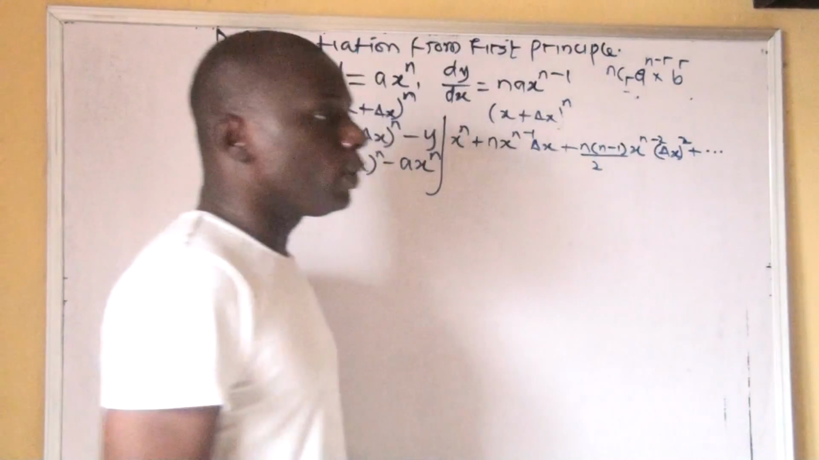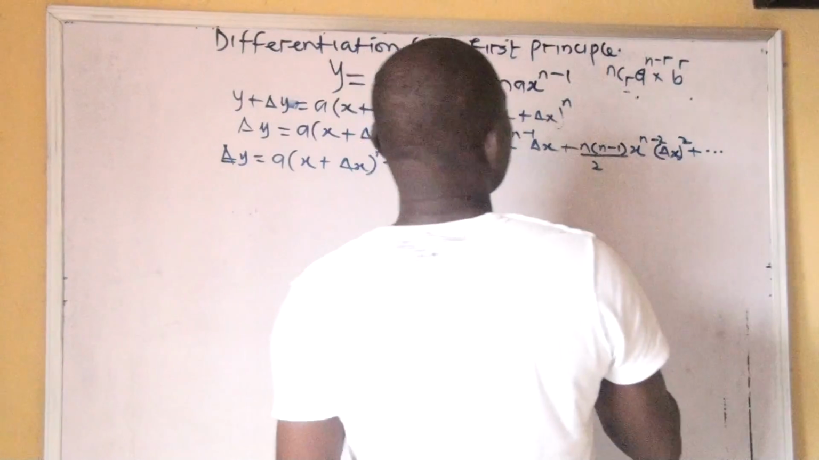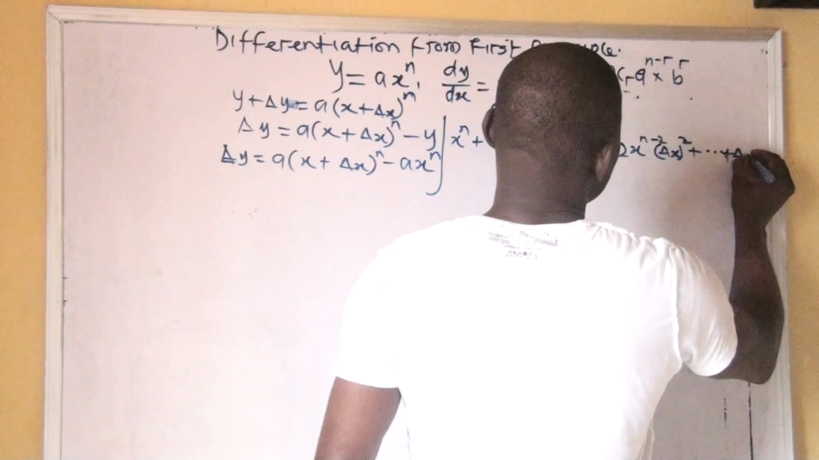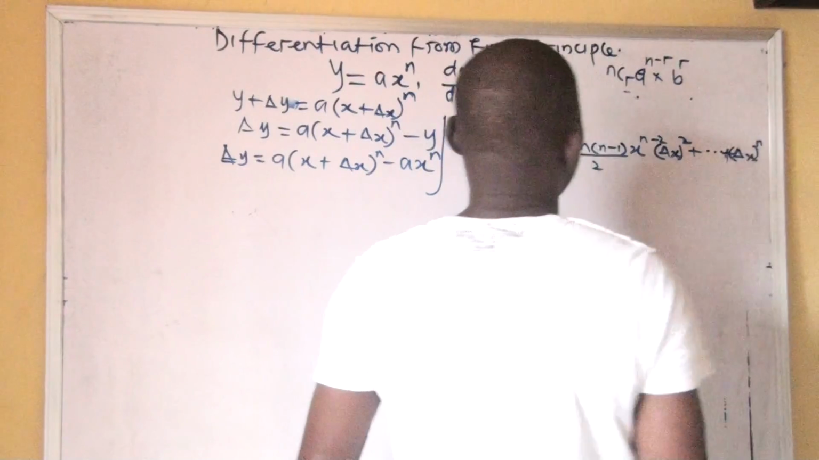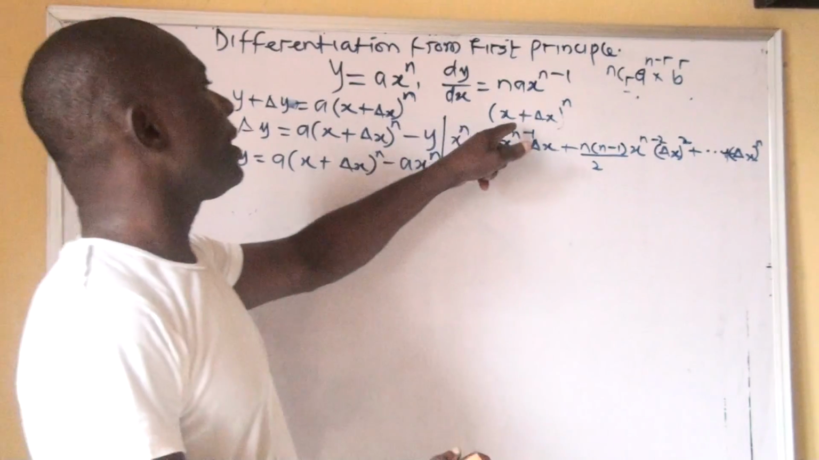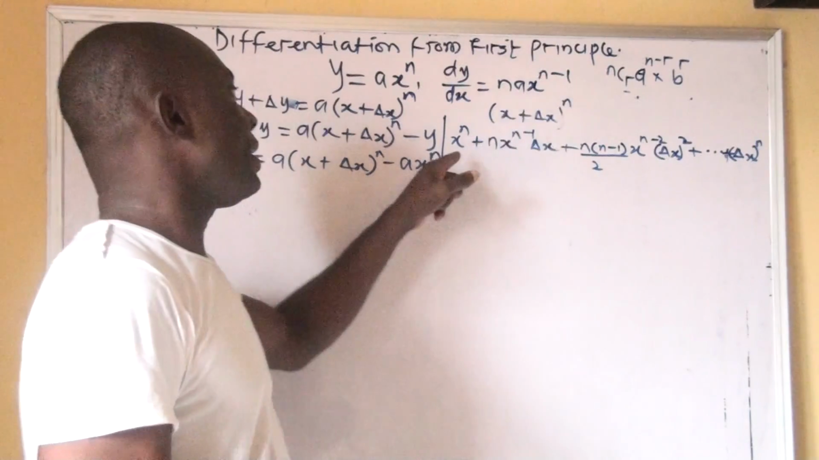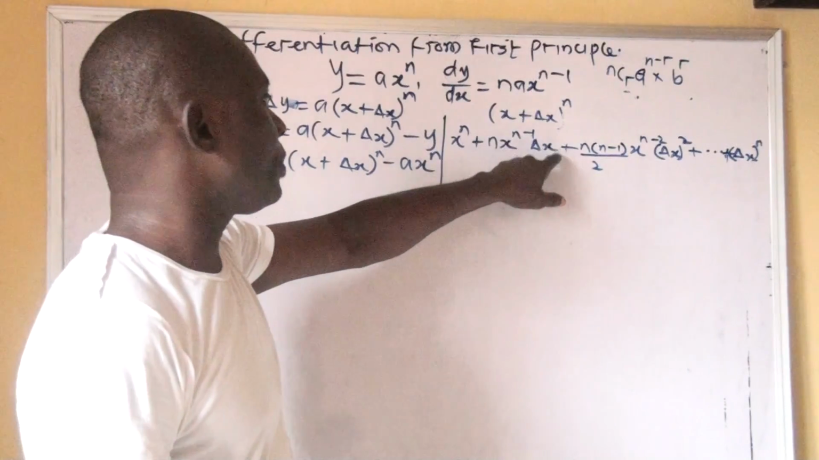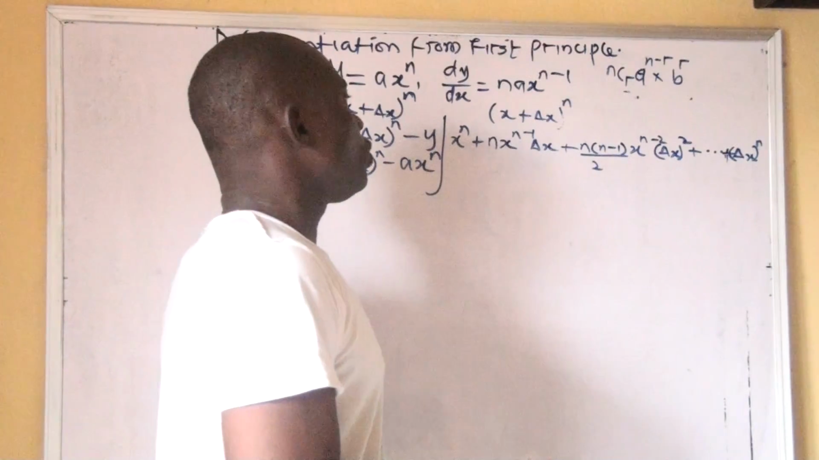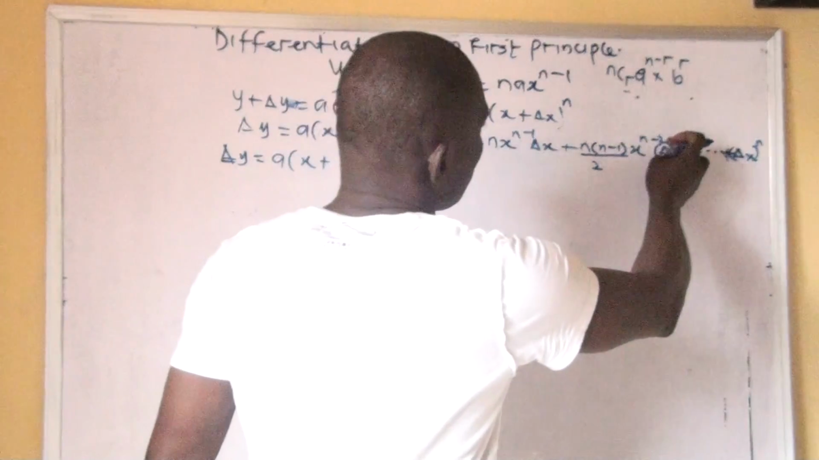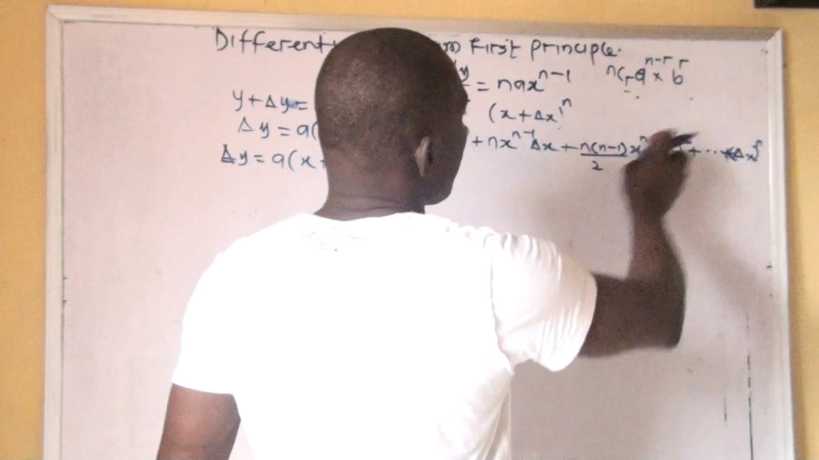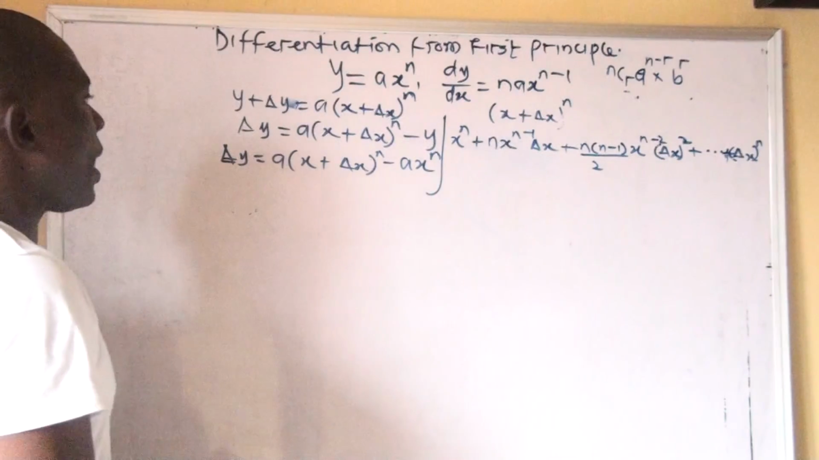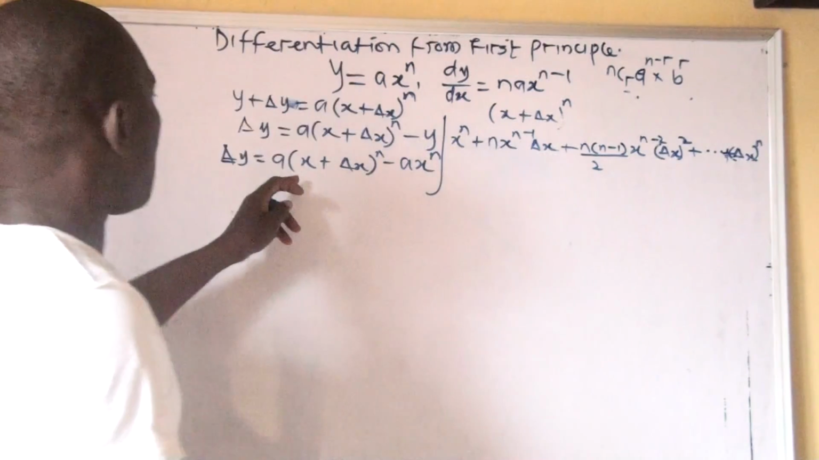So instead, we put three dots, and the last term here will be plus delta x all raised to power n. So the expansion of (x plus delta x) all raised to power n is x raised to power n plus n x raised to power n minus 1 delta x plus n(n minus 1) x raised to power n minus 2 (delta x) square all over 2, plus continue till delta x raised to power n. So we replace the whole of this in place of this.